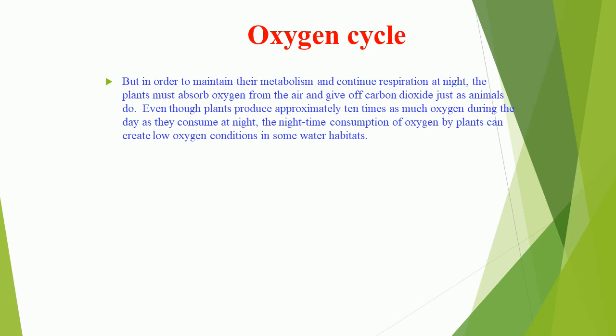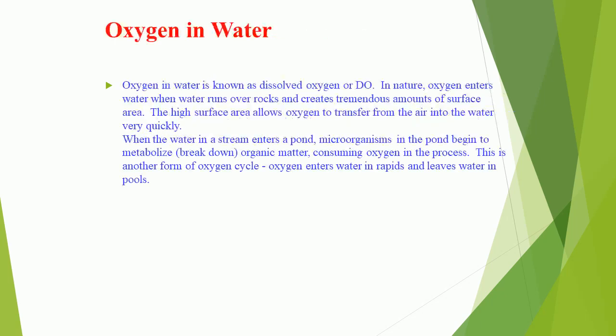Even though plants produce approximately 10 times as much oxygen during the day as they consume at night, the nighttime consumption of oxygen by plants can create low oxygen conditions in some water habitats. Oxygen in water is known as dissolved oxygen, or DO. In nature, oxygen enters water when water runs over rocks and creates tremendous amounts of surface area. The high surface area allows oxygen to transfer from the air into the water very quickly.